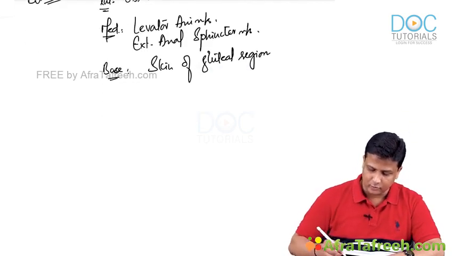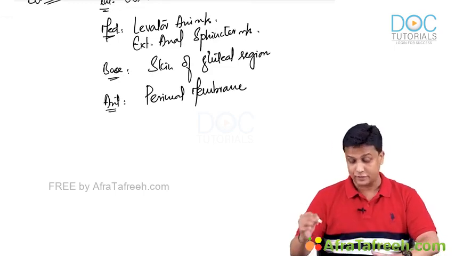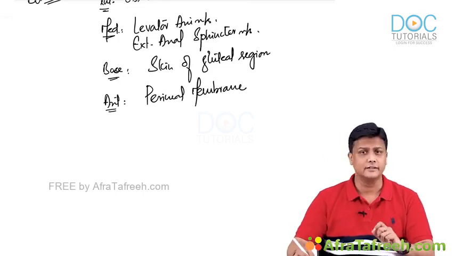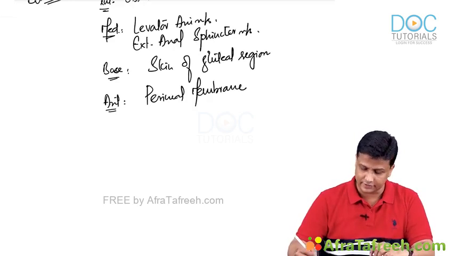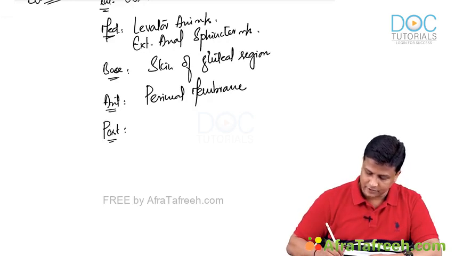Then the most important ones to understand here are the anterior boundary and the posterior boundary. Anteriorly, you'll be actually having a membrane, that is the perineal membrane, which I have actually shown you in a different orientation, guys, in the lithotomy position basically. And what is going to form the posterior boundary? The posterior boundary is formed by the sacrotuberous ligament.